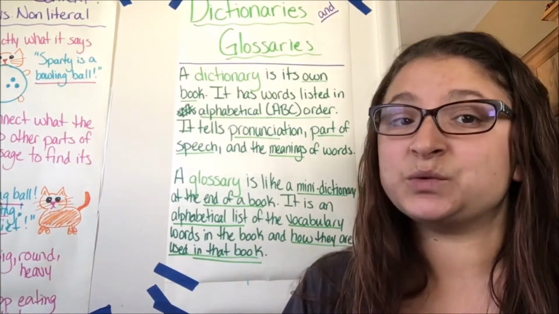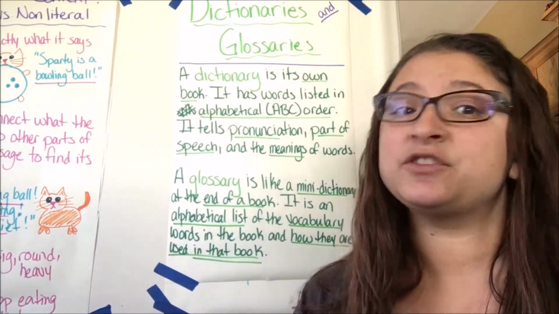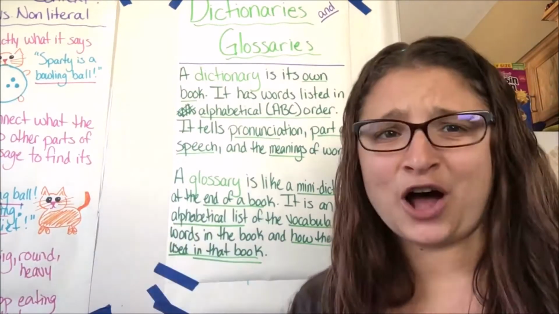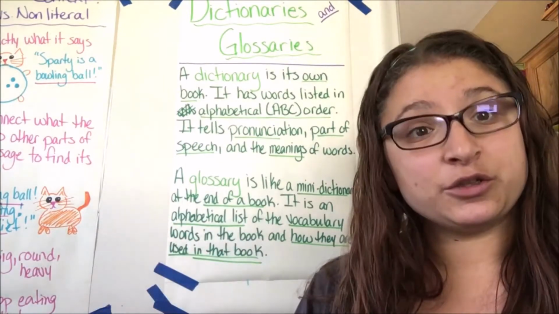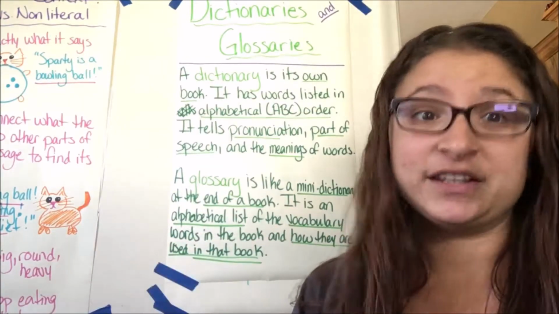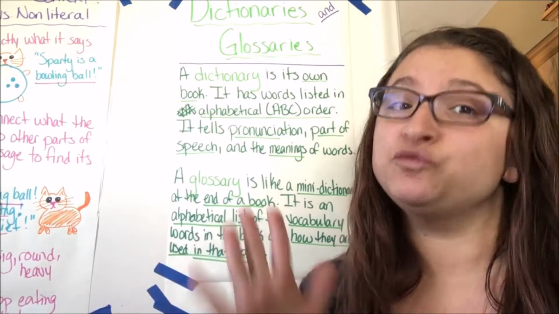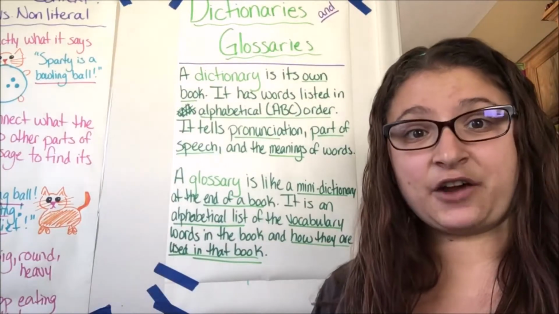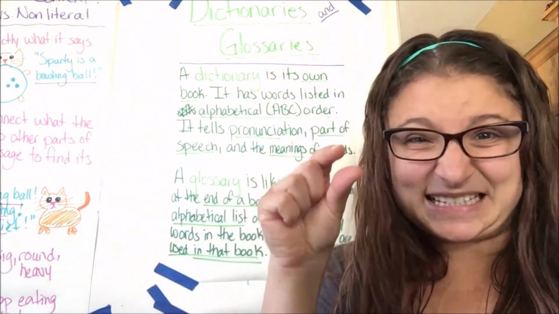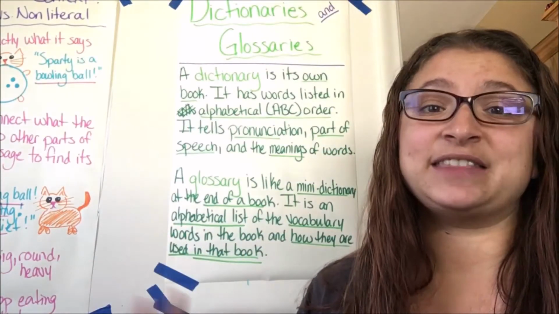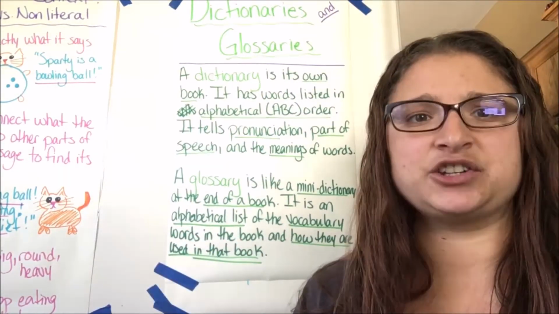Now, some words, as we know, have multiple meanings. We've explored that with context clues and all sorts of stuff like that. So as you're looking through with a dictionary, it'll help you to see all the different things that that word could possibly mean. It's really cool. So that's what a dictionary is. A glossary is just like a mini dictionary. And a glossary you're going to find at the end of a book, usually in a nonfiction book.